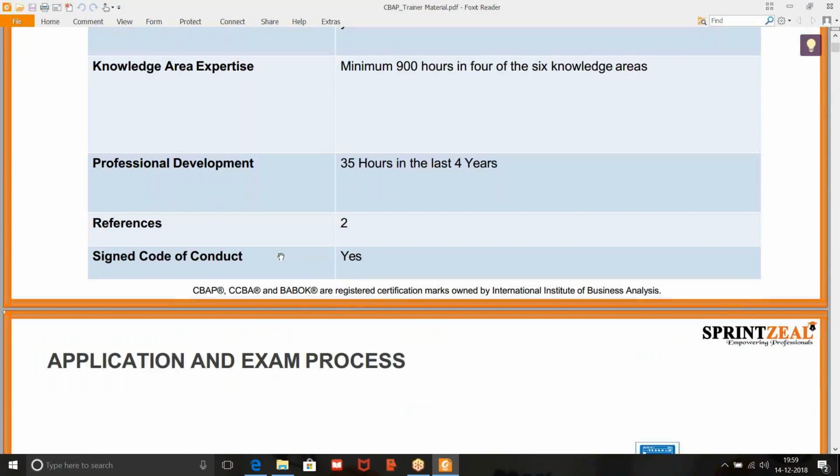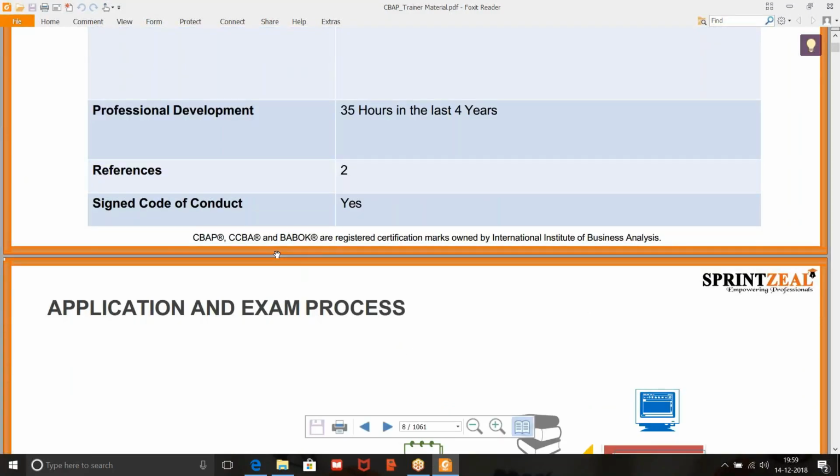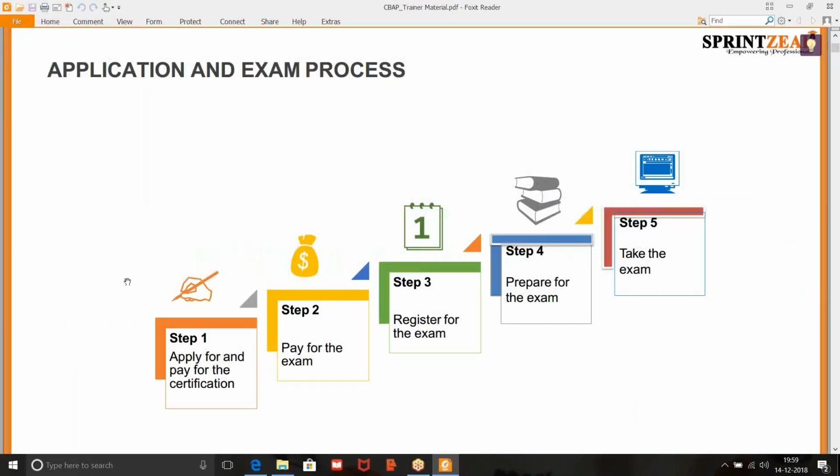Of course, you sign a code of conduct. There are certain things you need to read and then say, yes, I agree to these terms and conditions. I will not breach this and that. So there's a lot of information there for the profession. Then the application and exam process, you already know this.